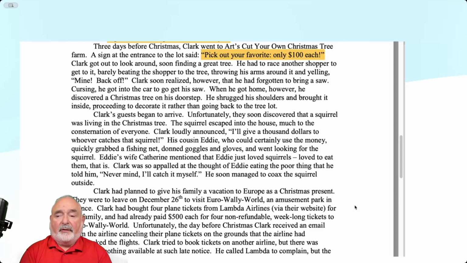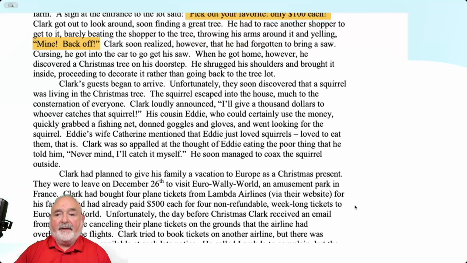So then he goes to the Christmas tree farm and he says, pick out your favorite tree, only $100. Now, the sign at the entrance says this, but no one at the lot, according to the hypothetical, says this. That's just what it shows on a sign. A sign at the entrance said that, but it doesn't say that Clark read the sign. He had to race another shopper to a tree, and what does he do? Well, first of all, is this an offer? It could be an offer if it's accepted, but again, we don't know that Clark has actually read that, so we don't know whether it's an offer or not. We want to make sure we put that in the answer.